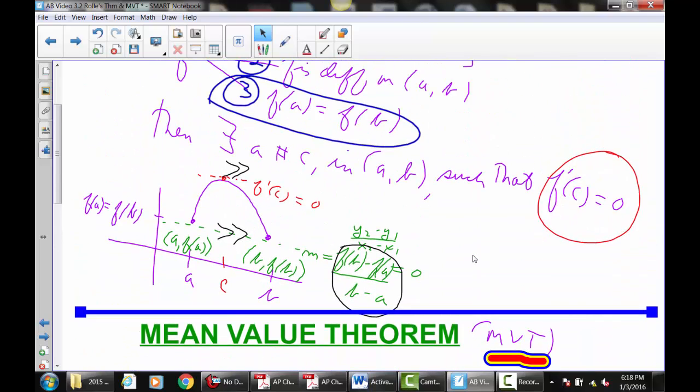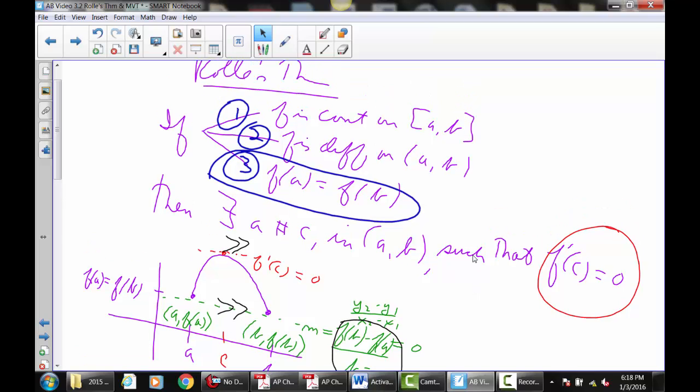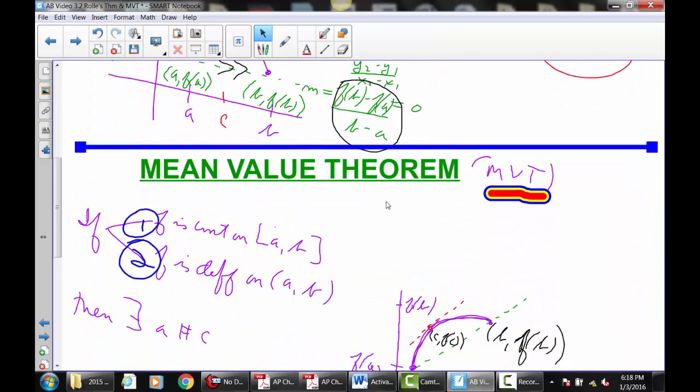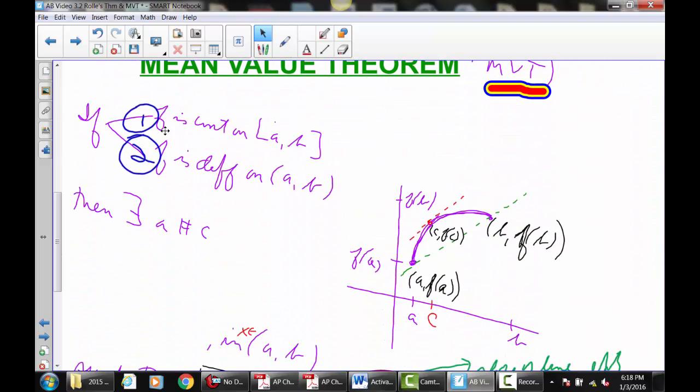Now, the mean value theorem is similar to Rolle's theorem. Rolle's theorem is what we call a corollary of the mean value theorem. Rolle's theorem has this extra third condition. If we take that third condition away and all we have is that f is continuous on the closed interval and differentiable on the open interval. So here we have, this time, f of a does not equal f of b.